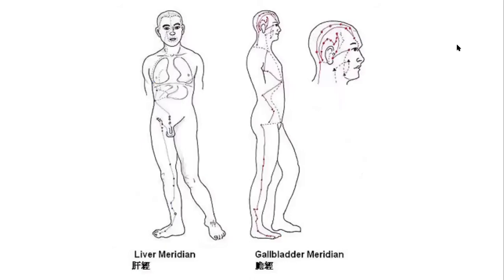Since the pericardium and triple burner don't have a physical manifestation, are they also mirrored or is it different? They are also mirrored because they do have the function. Even though we have an actual heart and an actual liver that we can see, Chinese medicine sees them as functions. So as long as there's a function, there's a channel.